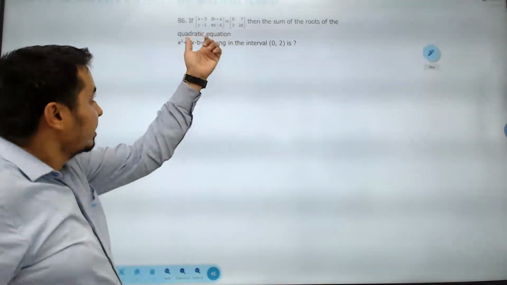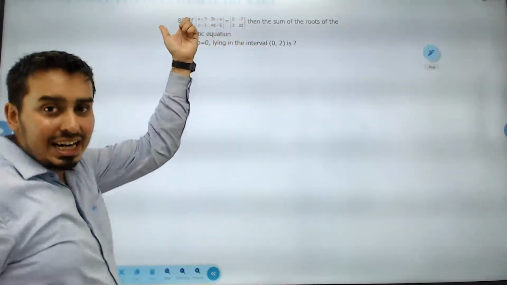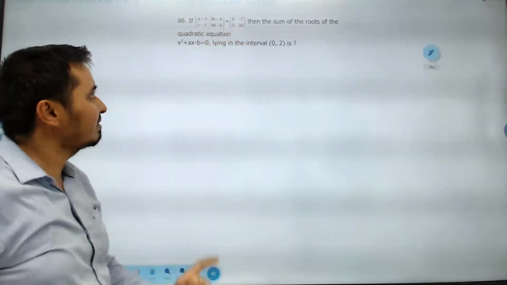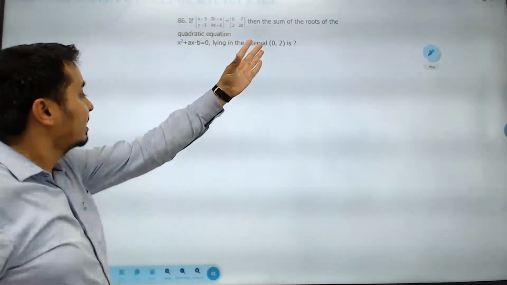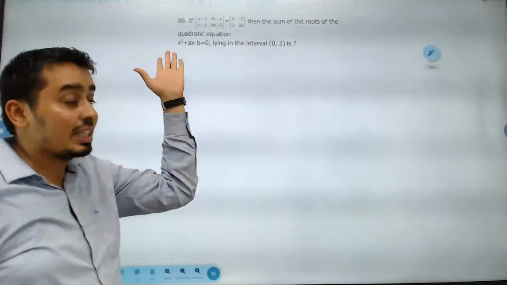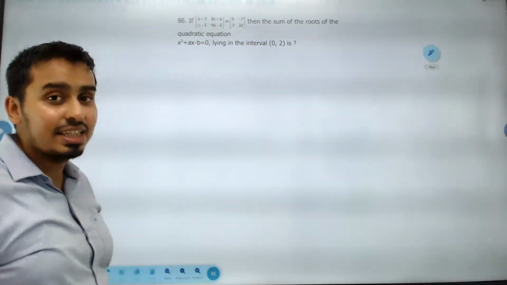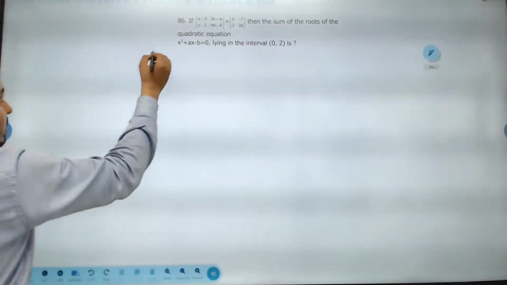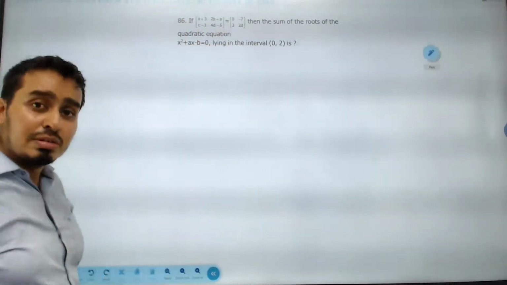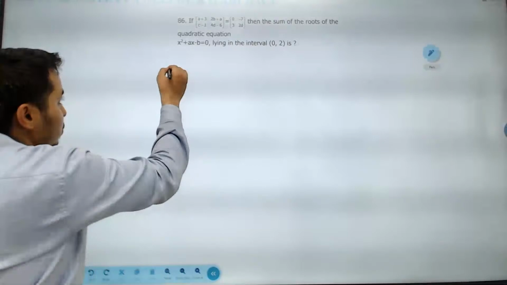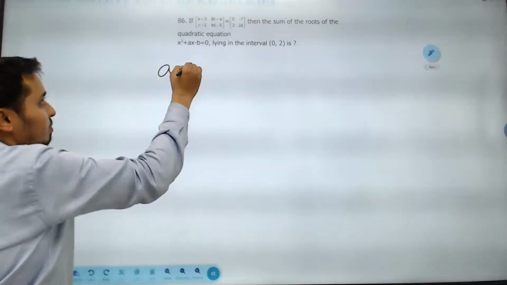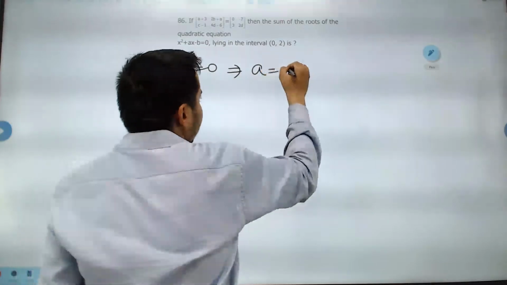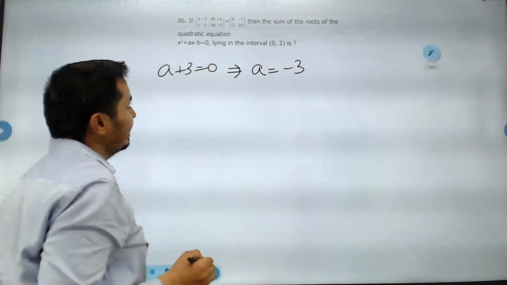If the matrix [[a+3, 2b], [ac-1, 4d-6]] is equal to [[0, -7], [3, 2d]], then the sum of the roots of the quadratic equation x square plus ax minus b lying in the open interval 0 to 2 is? So since these two matrices are equal, we'll be equating the corresponding elements. So a plus 3 has to be equal to 0, which means a is negative 3, right?